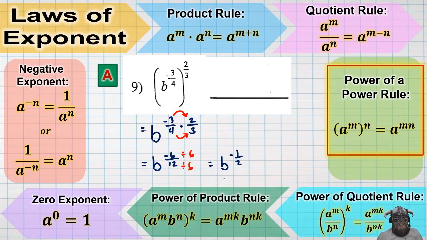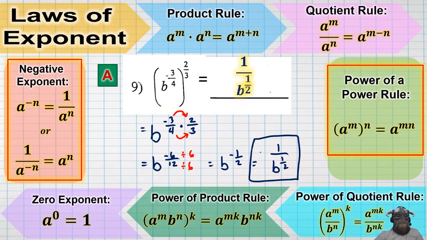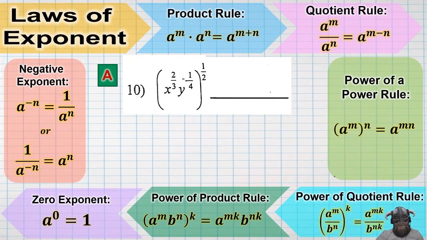In this case, kung makikita nyo, negative yung exponent natin. So once again, gagamit tayo ng rule of a negative exponent. So ang gagawin lang natin dyan is we'll just write this on the denominator side. So we'll be having 1 over b raised to 1 half. So ayan na yung magiging sagot natin. Okay, so tama tayo. Okay, let's have the last item for this part A. So we have here number 10.